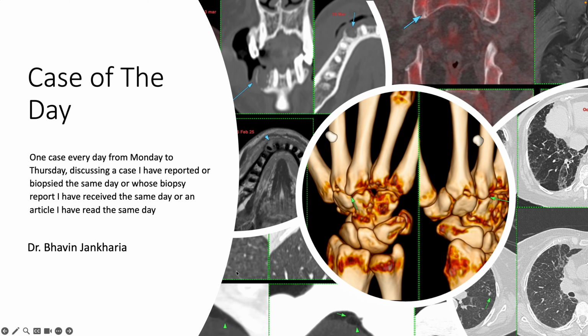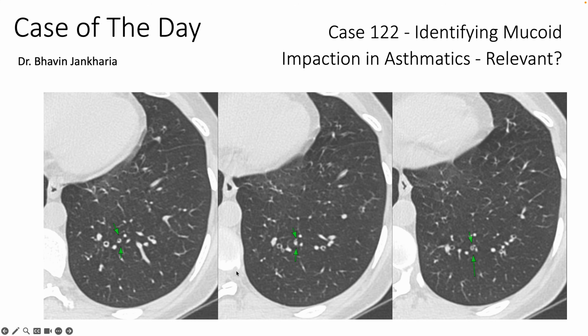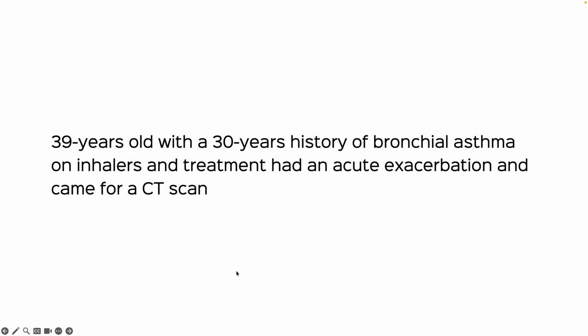Hi, this is case of the day, and today is case 122, identifying mucoid impaction in asthmatics. Relevant history: this 39-year-old with a 30-year history of bronchial asthma, on inhalers and other appropriate treatment, had an acute exacerbation and came for a CT.